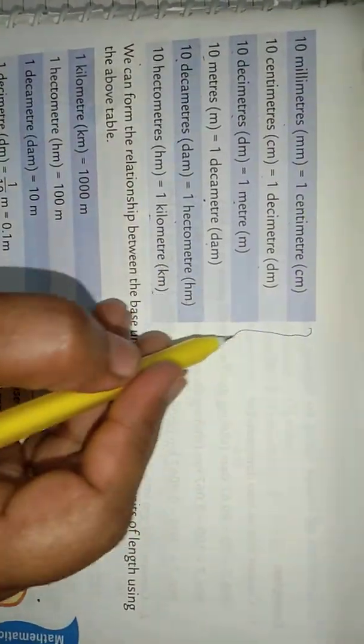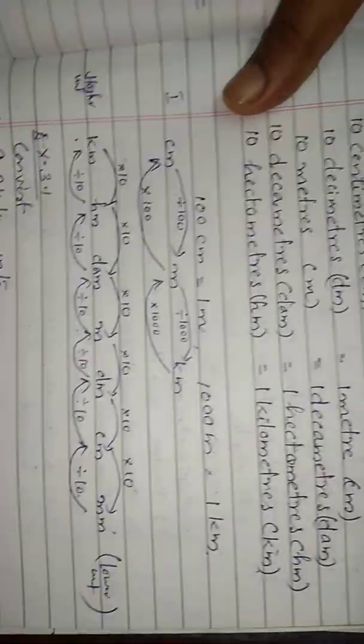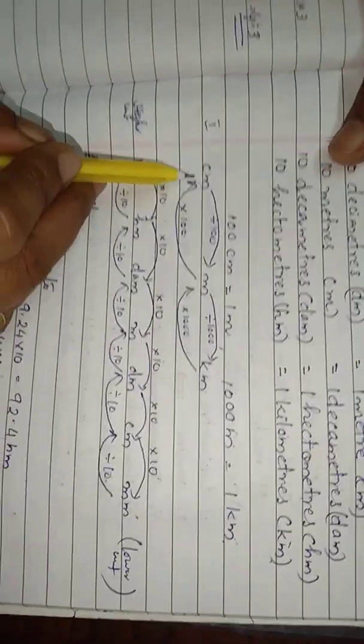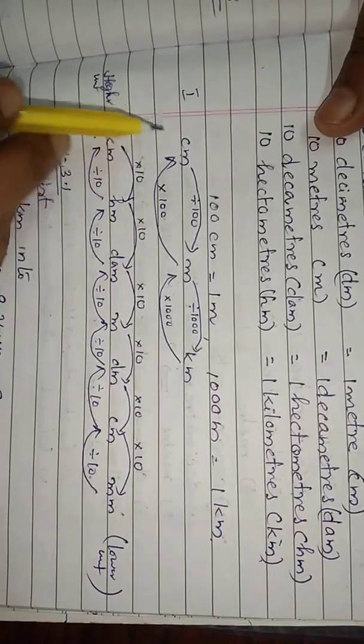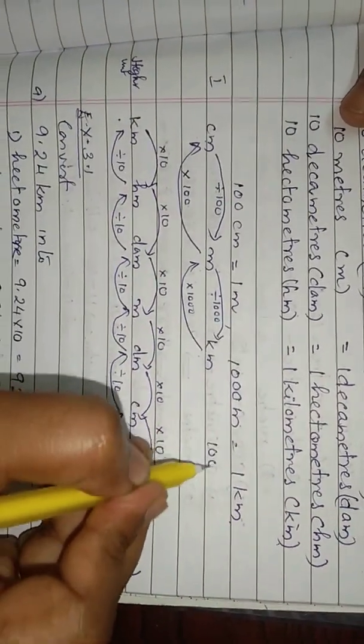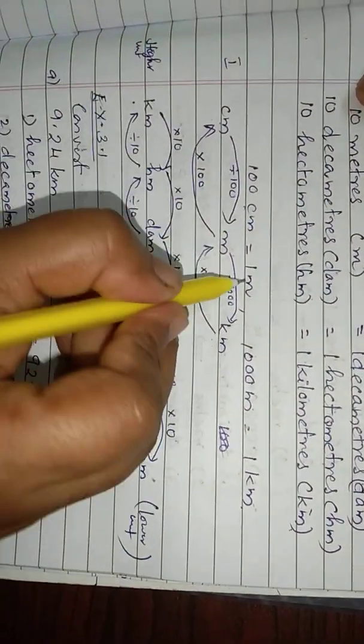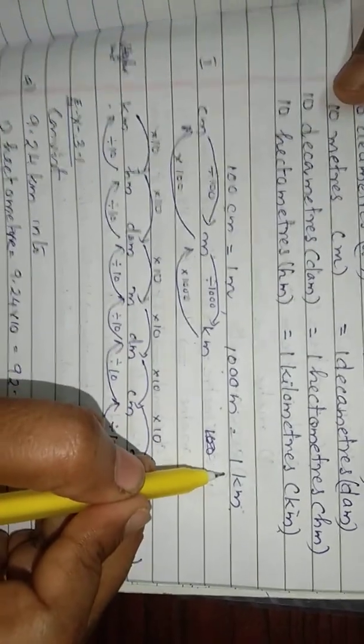This is a small table of the length measurement. We have to learn it by heart. We are converting all this. In short, it is an easy way. Normally in almost all problems we are using centimeter, meter and kilometer. 100 centimeter equals 1 meter, and 1000 meter makes 1 kilometer.